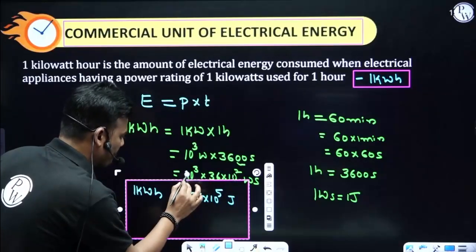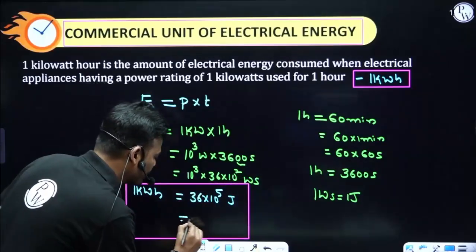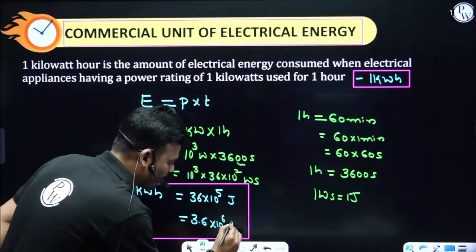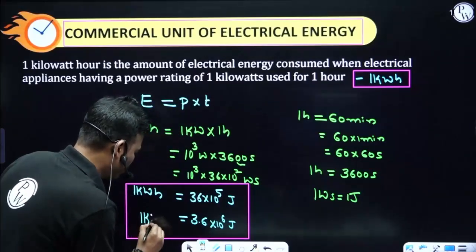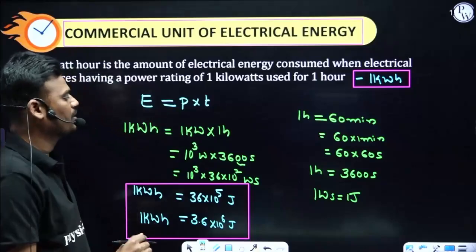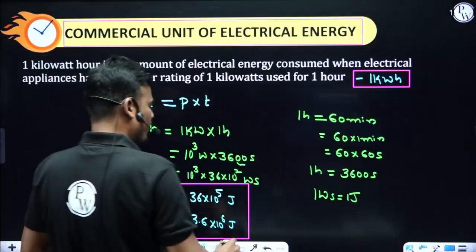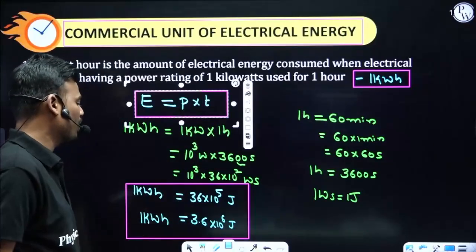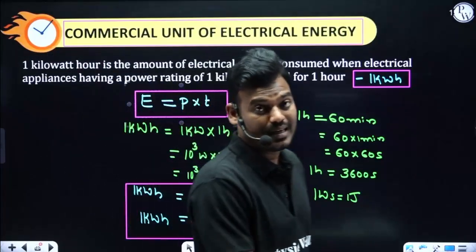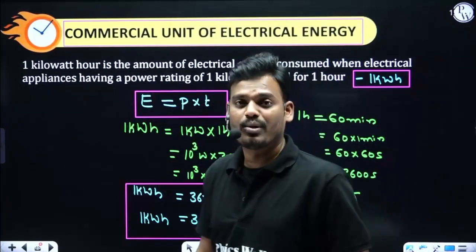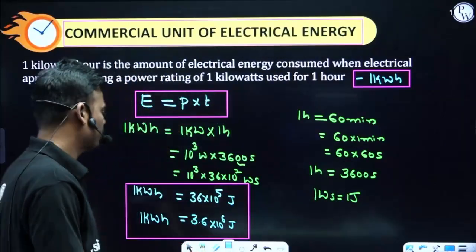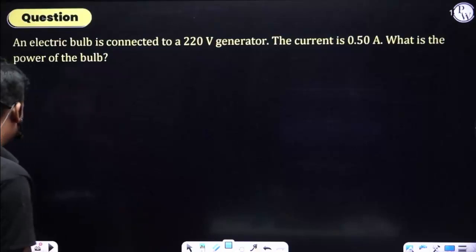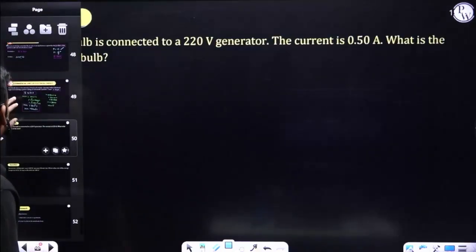Or this can be written in scientific notation as 3.6 into 10 power 6 joule, that is 1 kilowatt hour. Got it? So sometimes in your unit test, your teacher may ask this relation. That is, 1 kilowatt hour is equal to 3.6 into 10 power 6 joule. Show that. So that kind of question can be asked. Now, how many questions are left? Let's check. So 2 questions are left.